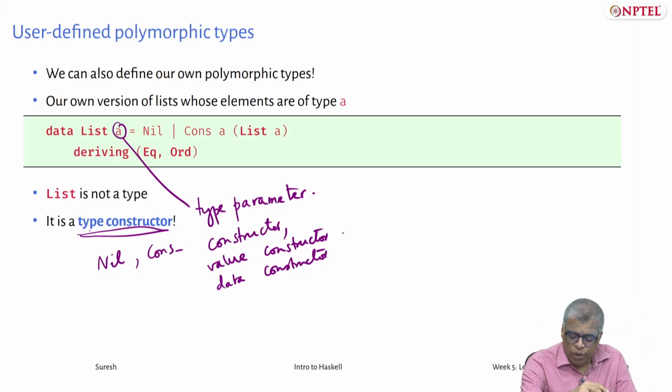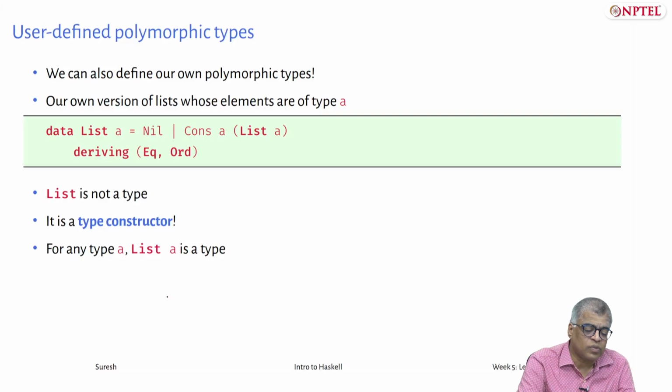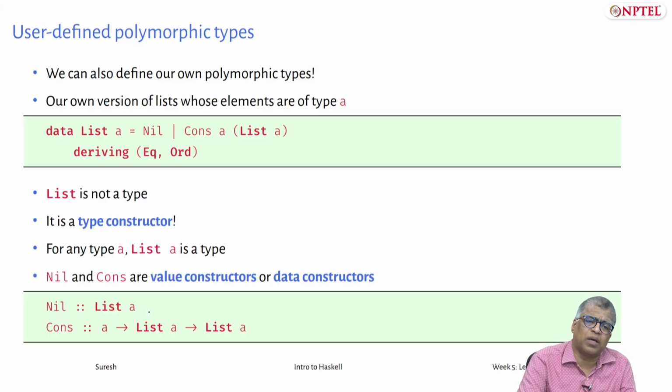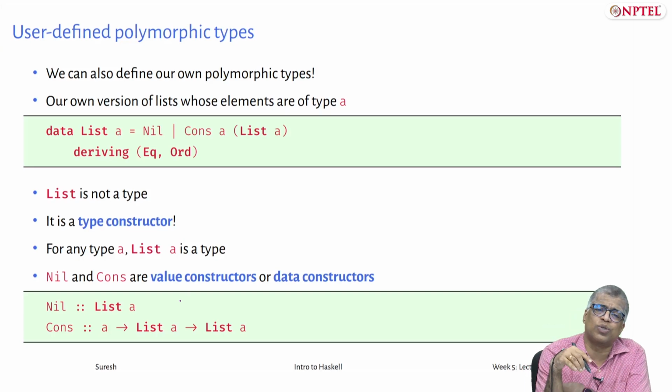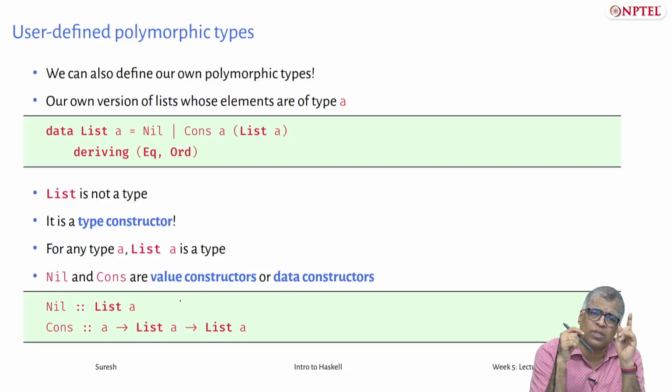And you can say deriving Eq, Ord, okay, so whichever. For any type A, list A is a type, and nil and cons are the value constructors or data constructors. Nil is of type list A for any type A whatsoever, cons is of type A arrow list A arrow list A, okay. So that's what has been given there. Note that you can't use record syntax, because record syntax can be used only when there is only one constructor, okay.